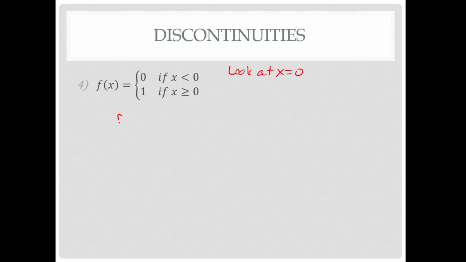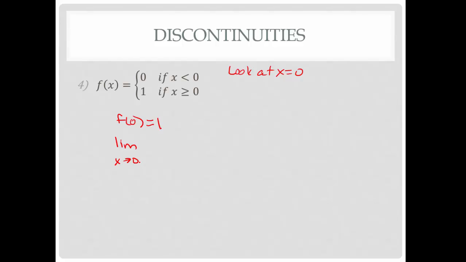Same two pieces of information. I need f of 0, and I need the limit as x approaches 0, and I'm going to compare these two values. So f of 0, we're looking for which piece of the function we should use if x is exactly equal to 0. That's going to be our bottom piece. So f of 0 for this function is 1.